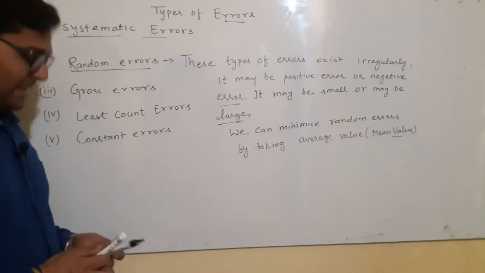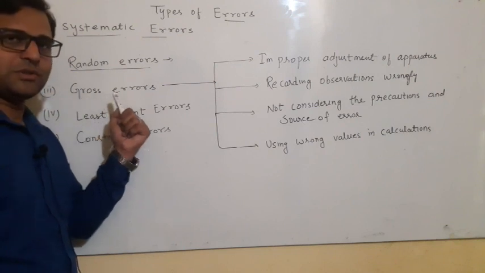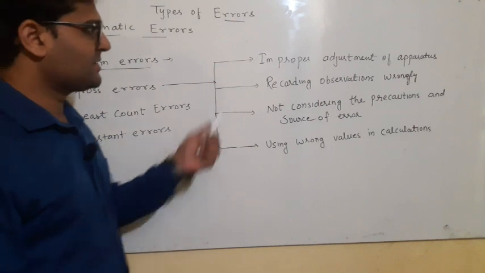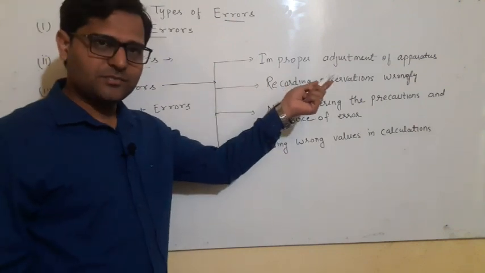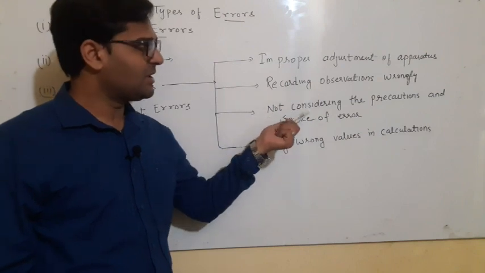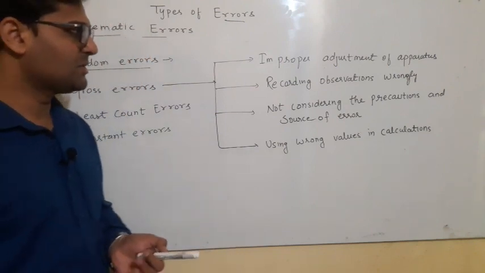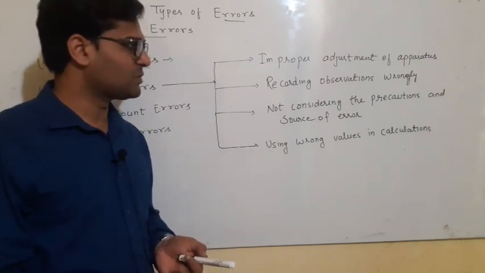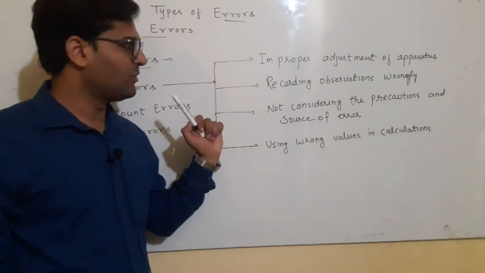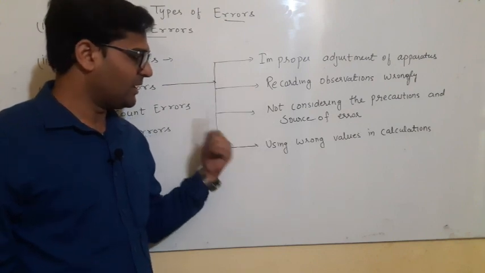Next type is gross errors. Gross errors are due to the following reasons, maybe one or maybe more than one reason. First reason is improper adjustment of the operators. Second is recording observations wrongly. Third is not considering the precautions and the sources of errors, because for every kind of observation we must follow some precautions and sources of errors are there. So if we do not take those precautions, then there might be some errors in our observations.